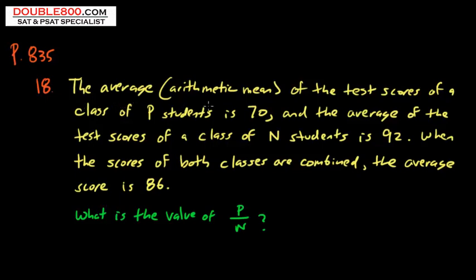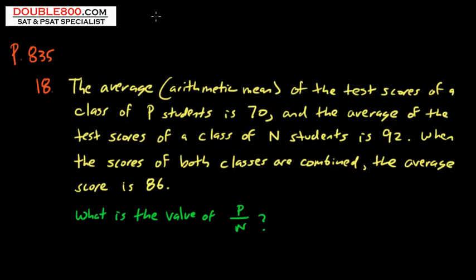The average, or arithmetic mean, of the test scores of a class of P students is 70, and the average of the test scores of a class of N students is 92. When the scores of both classes are combined, the average score is 86, and the question's asking the value of the ratio P over N.